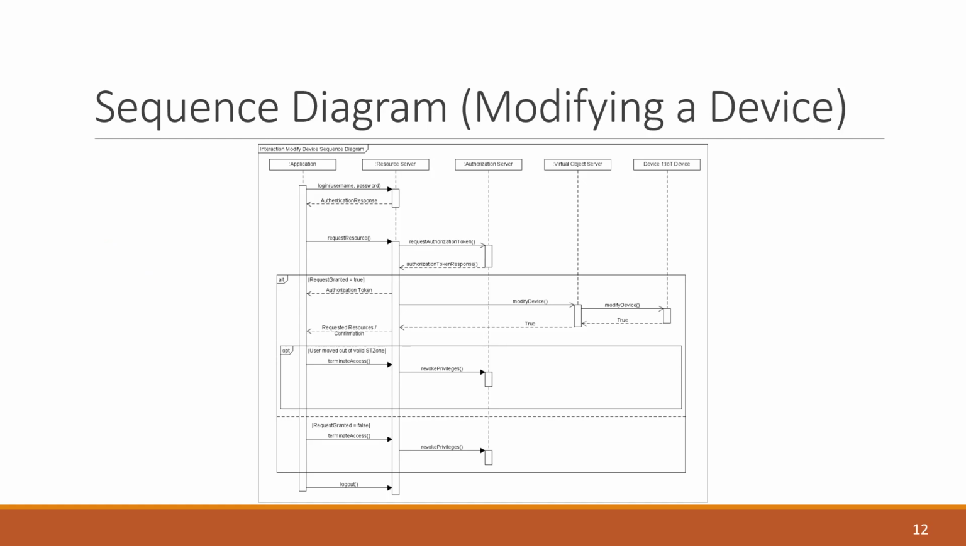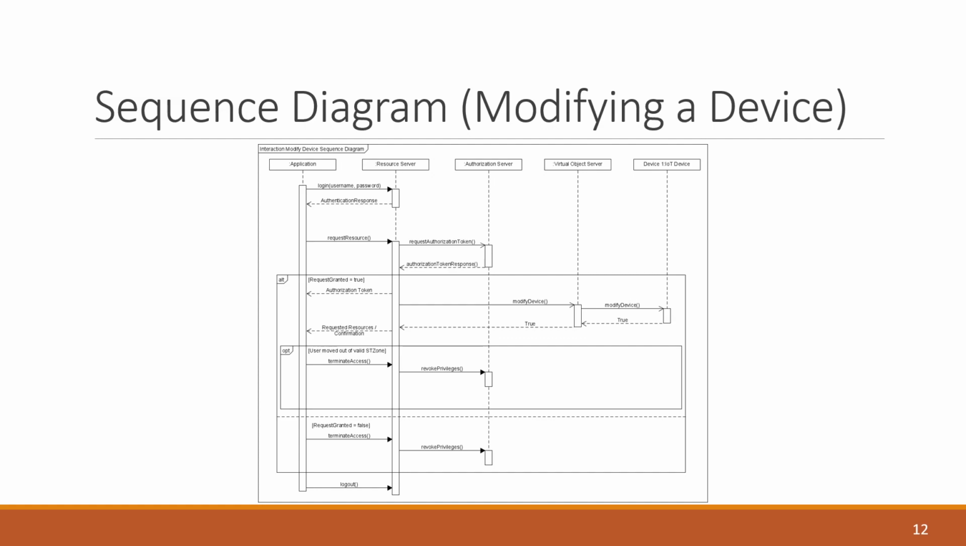So here we have a sequence diagram describing the process of modifying a device within the system. A sequence diagram shows the chain of communication between the different components in the system in order to accomplish a task. Here we see a person making a request to modify a device. They log into the resource server and request a resource from it. The resource server then talks to the authorization server and asks, is this person supposed to receive access to modify this device in this scenario?